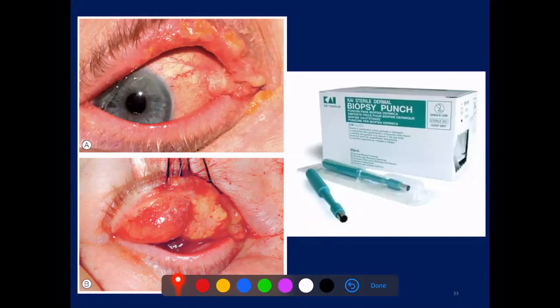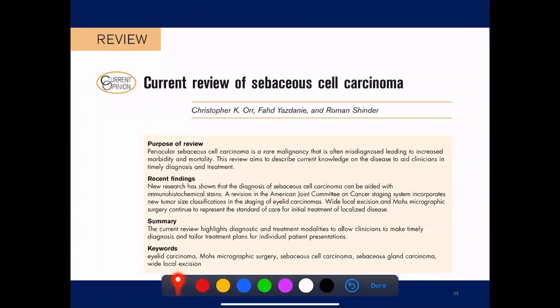I urge you to read this nice review of sebaceous cell carcinoma. It summarizes nicely the treatment modalities. However, in oral exam, you just say excisional biopsy after you confirm the diagnosis, and mention map biopsy if there is obvious full thickness or bulbar conjunctiva involvement.